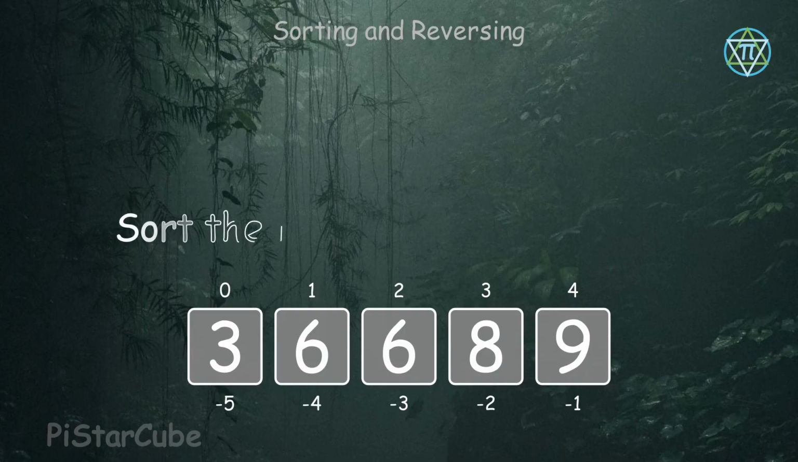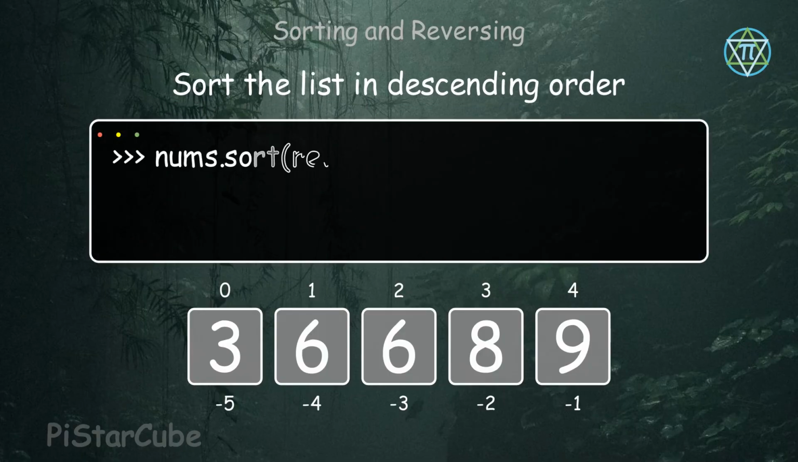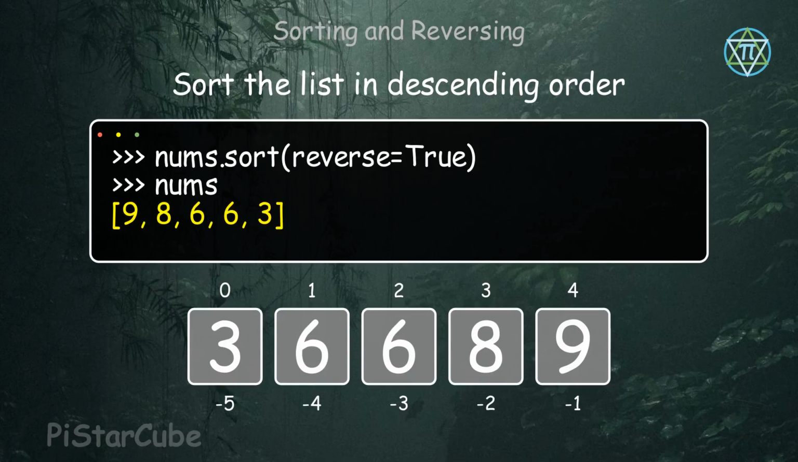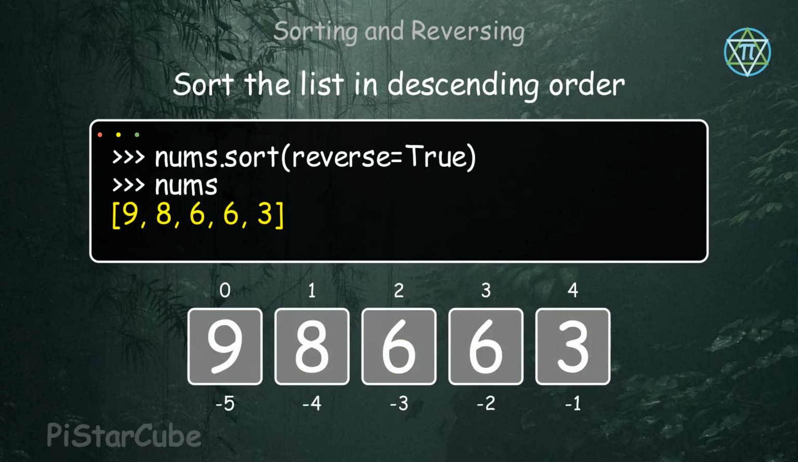To sort the list in descending order, we use sort with reverse equals True. This arranges the elements from largest to smallest. The updated list is 9, 8, 6, 6, 3. The reverse equals True flag tells Python to sort in the opposite direction.